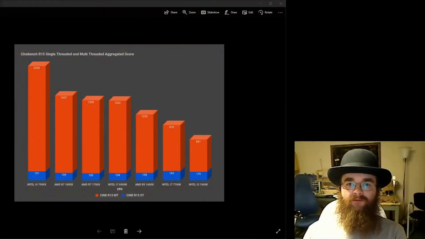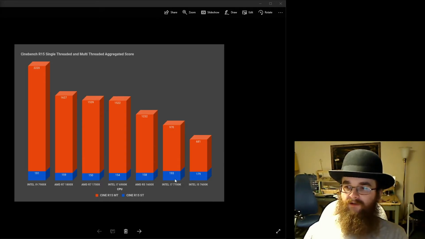So first up we have the Cinebench scores. As you can see, the single-threaded performance of all the 7000 series Intel CPUs is much higher than Ryzen. However, the old 6900K is roughly the same, so that's these numbers here, the blue. For multi-threading, the 7900X manages quite a big jump over the 1800X. 7900X, of course, is a 10-core, 20-thread CPU, whereas the 1800X is an 8-core 16-thread CPU.